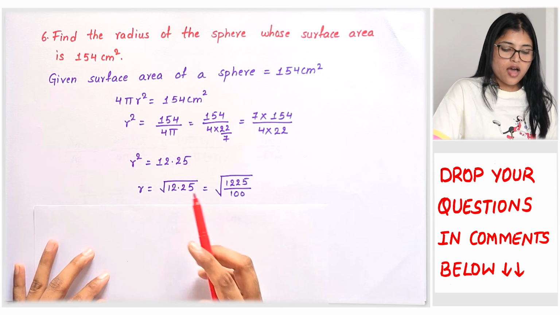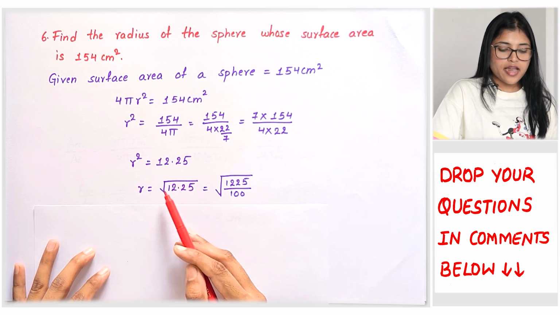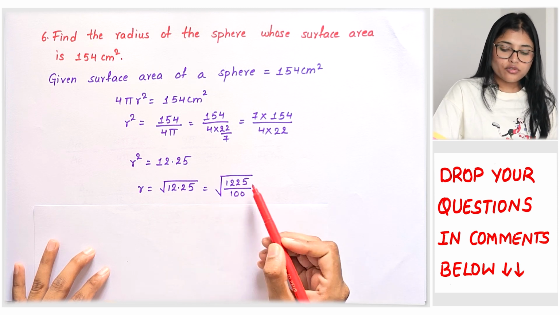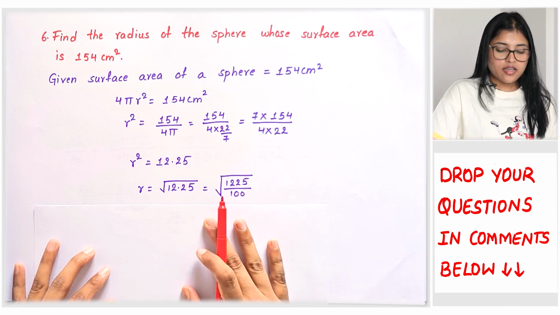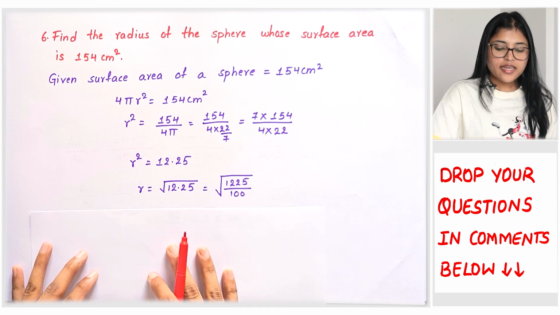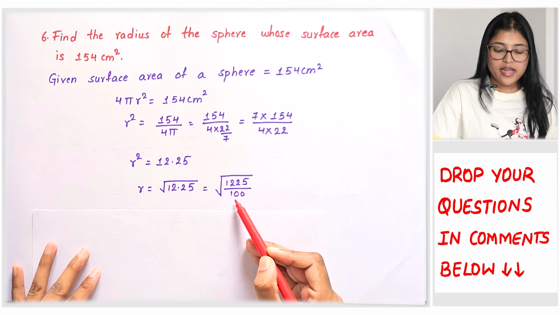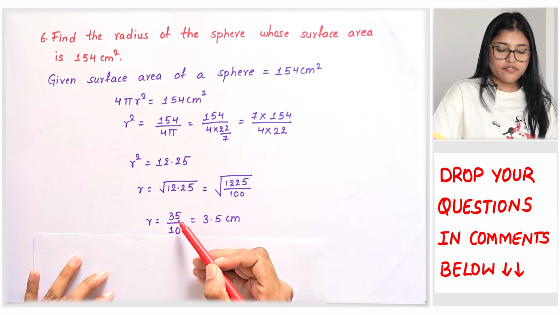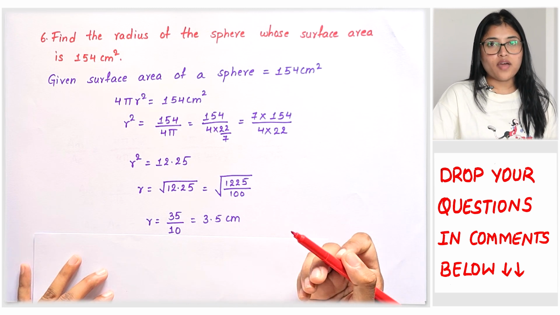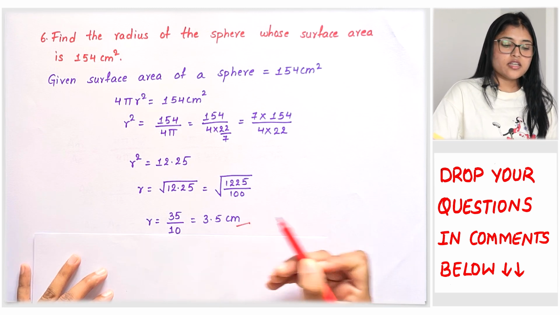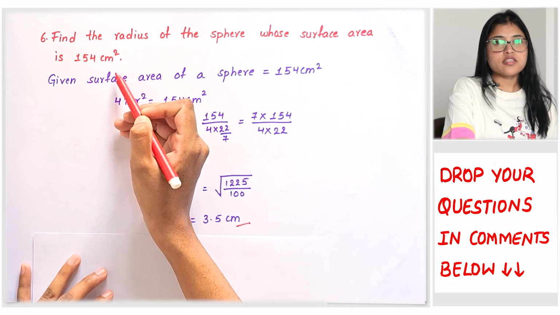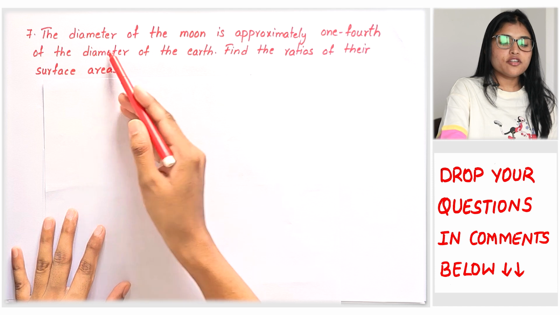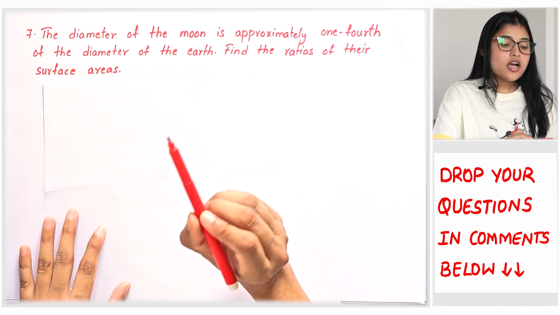Now to find r, I have sent the square to the other side, which becomes square root 12.25. I can write this as square root 1225 by 100, so that I can find the square easily, and this becomes 35 by 10, which is nothing but 3.5 centimeters, which is the radius of a sphere whose surface area is 154 centimeter square.